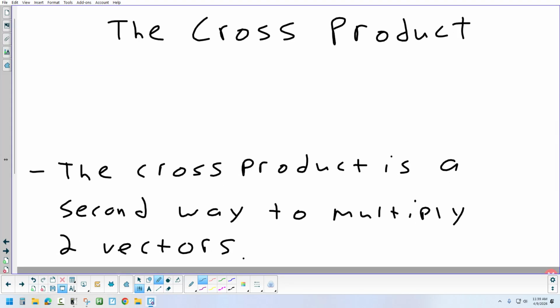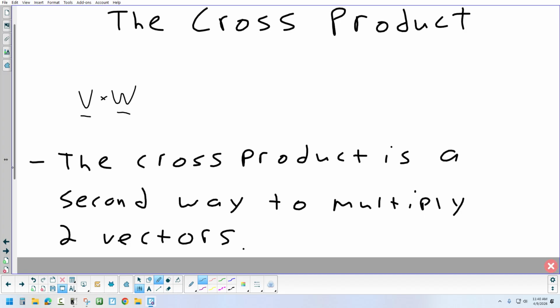So the cross product is a second way to multiply 2 vectors. Okay, and first thing I want to do is show you the symbol. If you are being asked to do a cross product, this is how it would look. You'd have your 2 vectors written, and there'll be a little X, a little cross between them. The way you pronounce that is V cross W. Just like we do dot product, V dot W, you say V cross W.